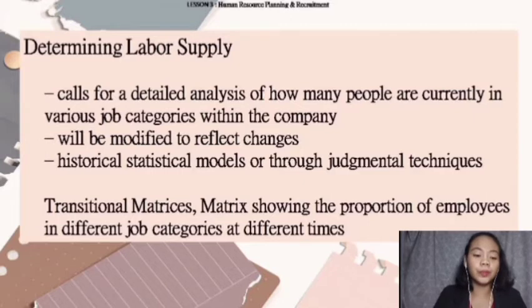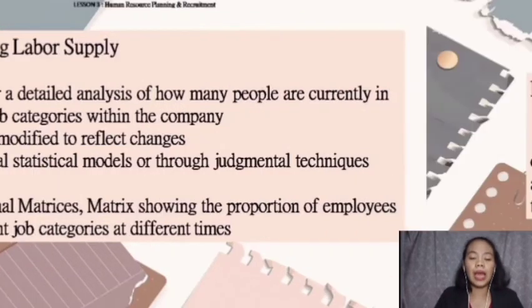of contracts. And as in the case of labor demand, projections for labor supply can be derived either from historical statistical models or through judgmental techniques. One type of statistical procedure that can be employed for this purpose involves transitional matrices. Matrices show the proportion or number of employees in different job categories at different times.